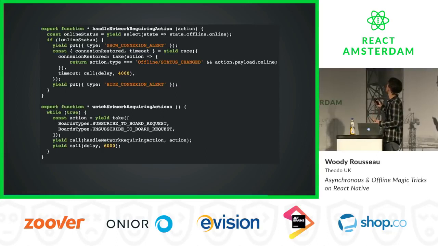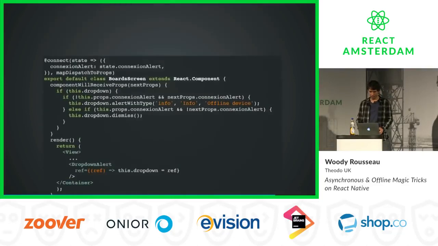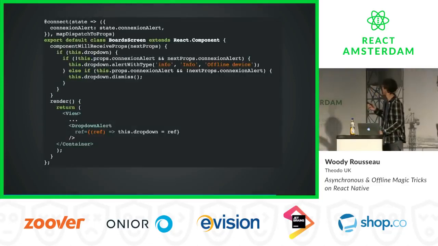But basically, once the race condition is finished, I can just hide the connection alert. So I'm describing in Sagas basically what I've described before. Then in your UI, you can simply have a screen. I'm using the drop-down alert I presented before.